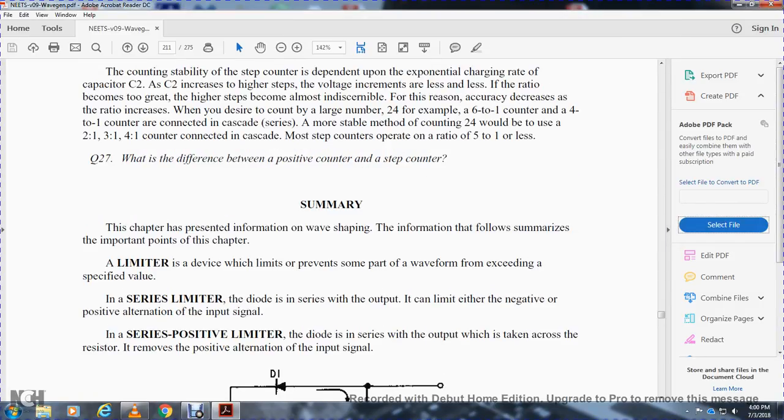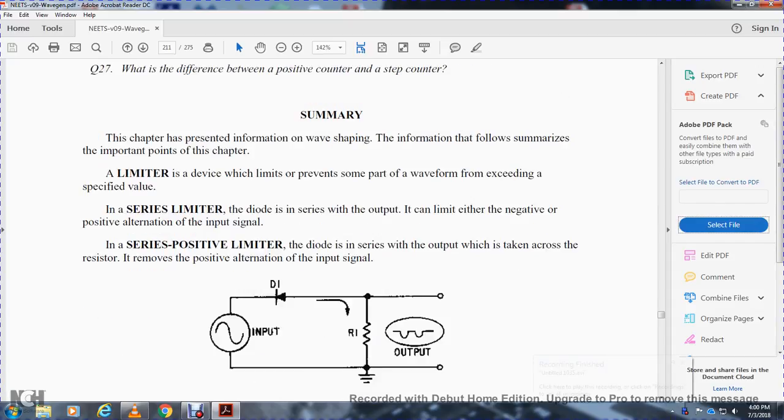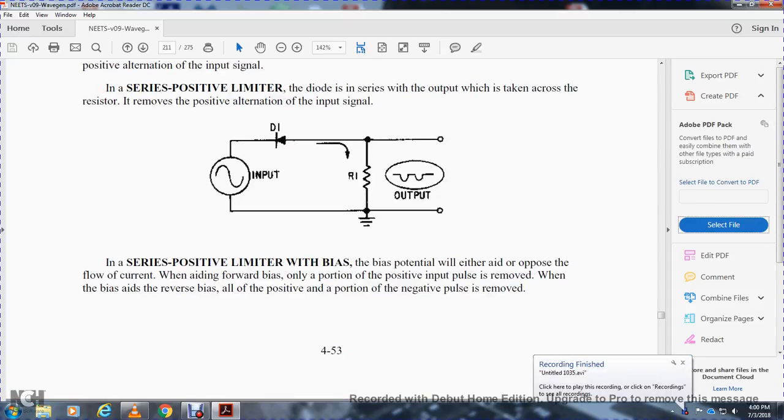The series limiter has an output that can limit either the negative or the positive of the alternating input signal. The series positive limiter takes the output across the resistor but removes the positive alternation of the input signal. The series positive limiter with bias potential is aided by either forward bias.